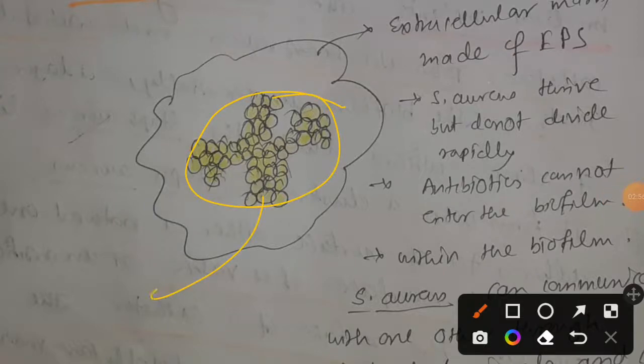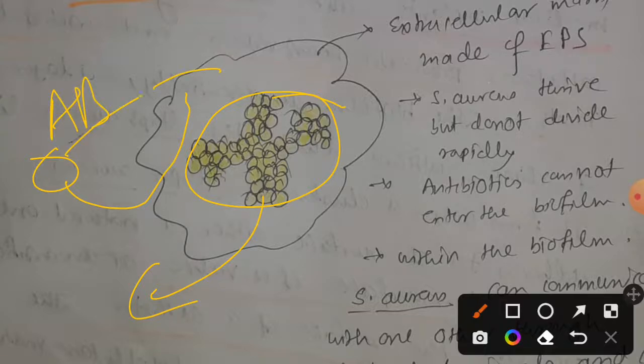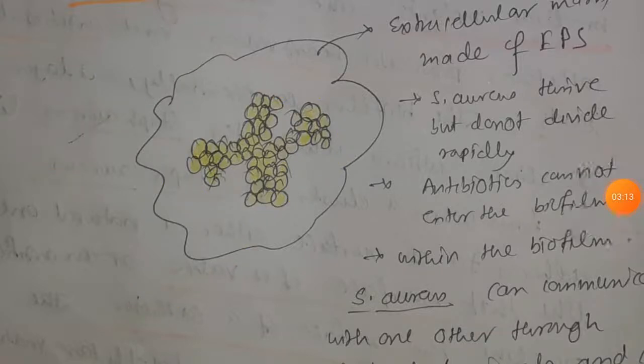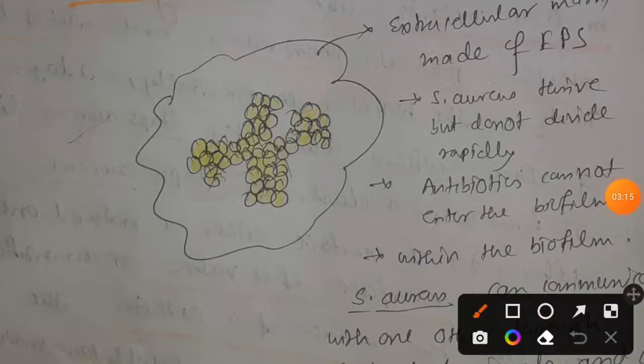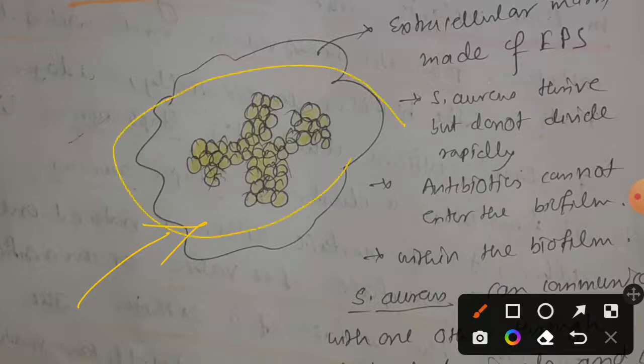Another thing I want to tell you is that when Staphylococcus aureus is within the biofilm, they cannot divide, but they thrive inside the biofilm. You cannot treat those Staphylococcus aureus within the biofilm with the help of antibiotics, because antibiotics cannot penetrate those biofilms. So it is very easy to understand how difficult it is to get rid of those biofilms, right? Often we have to remove those surfaces where the biofilm has developed.